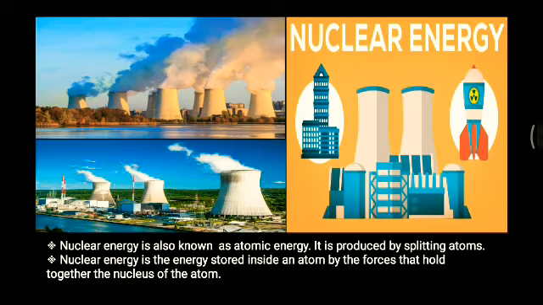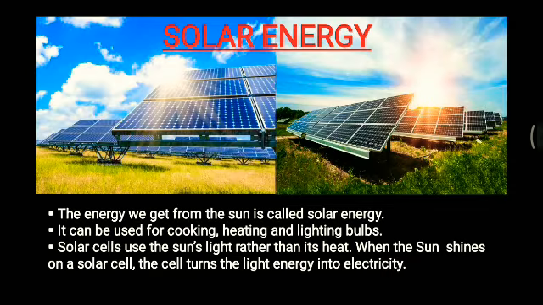Along with nuclear energy, another most important source is solar energy. The energy we get from the sun is called solar energy. It can be used for cooking, heating and lighting bulbs. As you can see in the picture here, solar cells use the sun's light rather than its heat. When the sun shines on a solar cell, the cell turns the light energy into electricity, and this way the bulbs are lighted up.